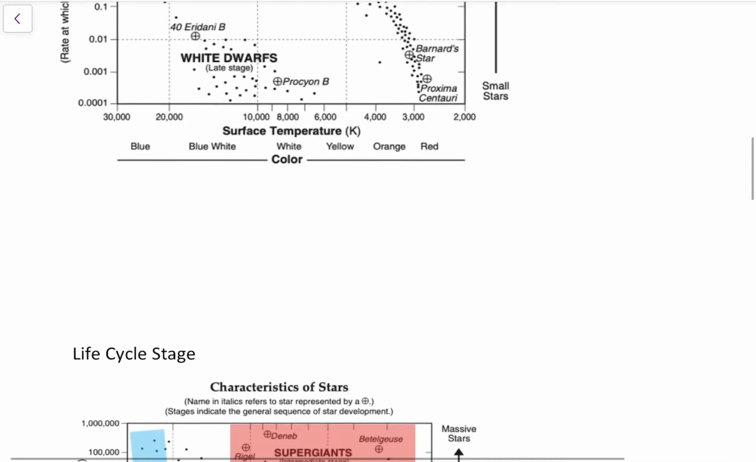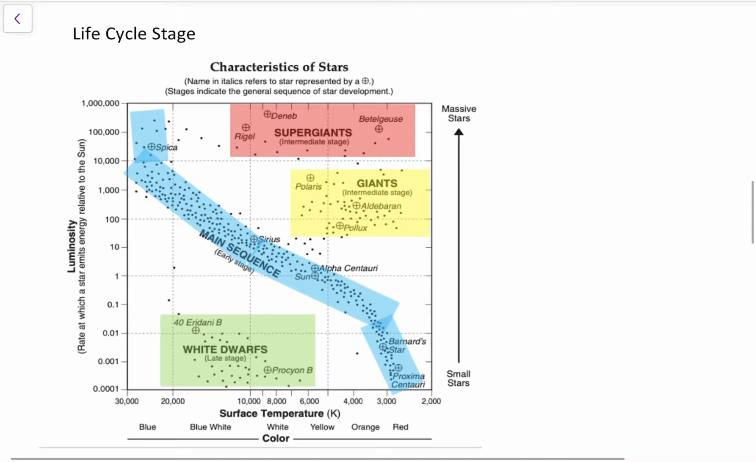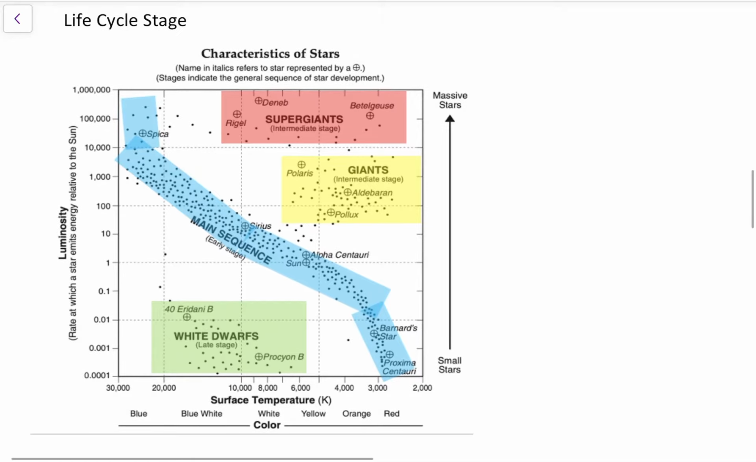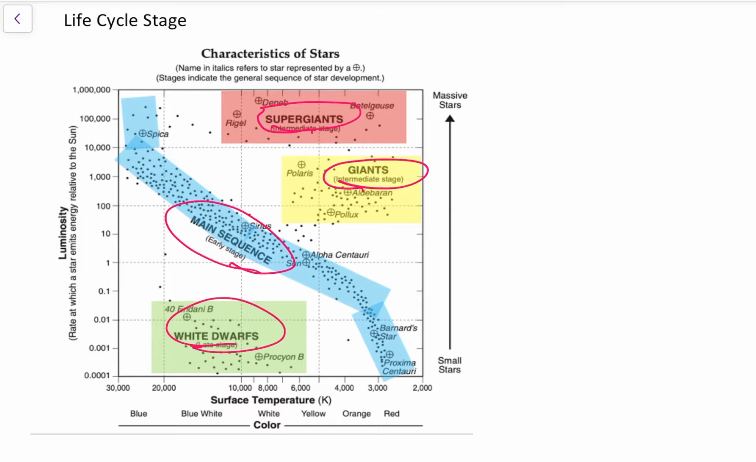So the first characteristic that we are going to look at that we can interpret on this diagram is the life cycle stage of a star. There are four main types of stars identified on this diagram. One of them are the supergiants, the giants, the main sequence stars, and lastly the white dwarfs.